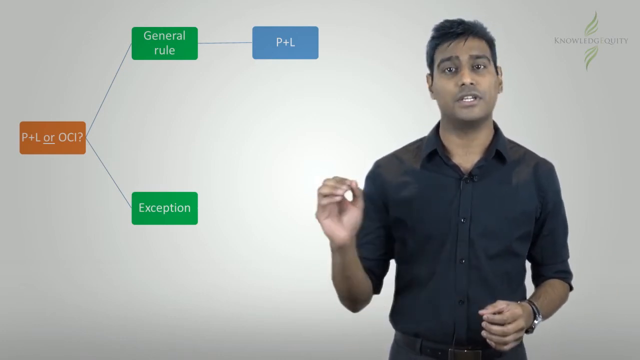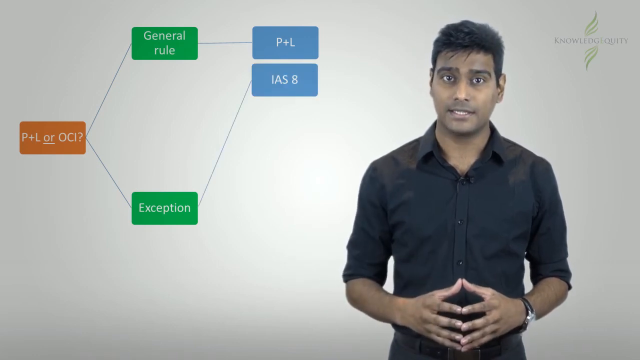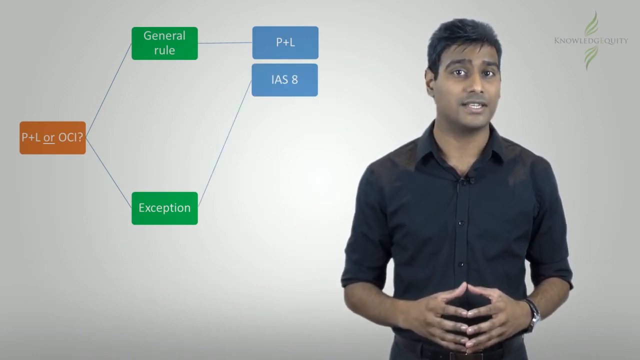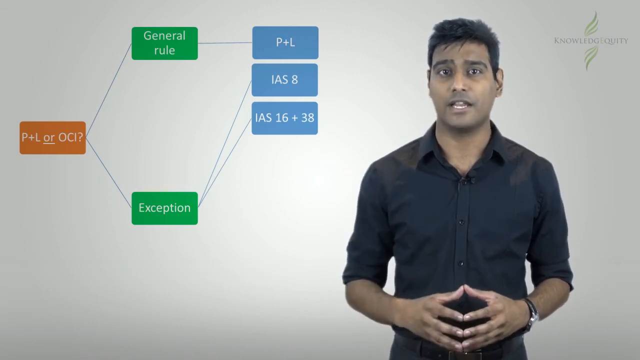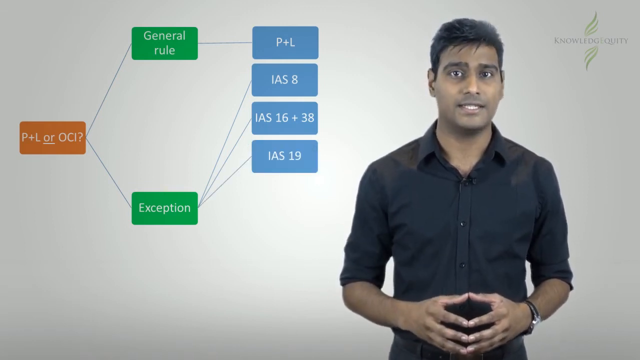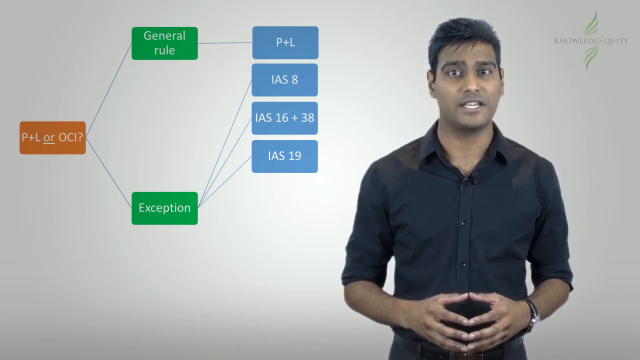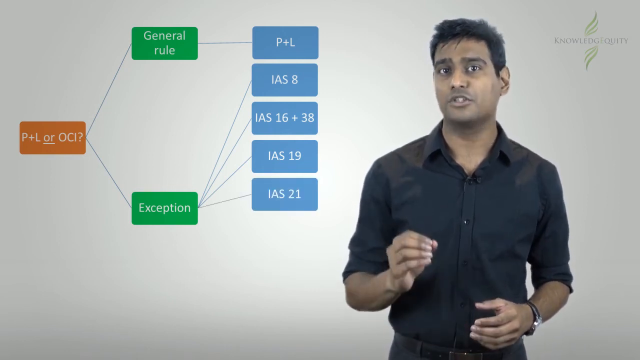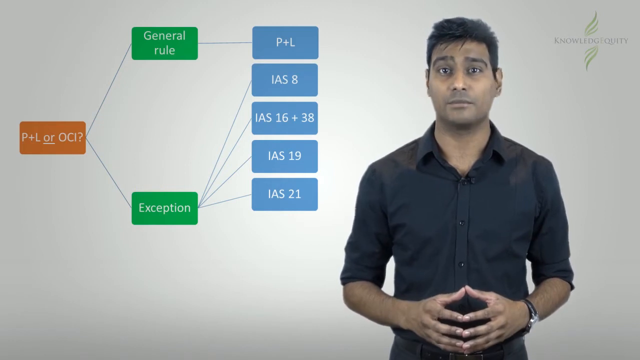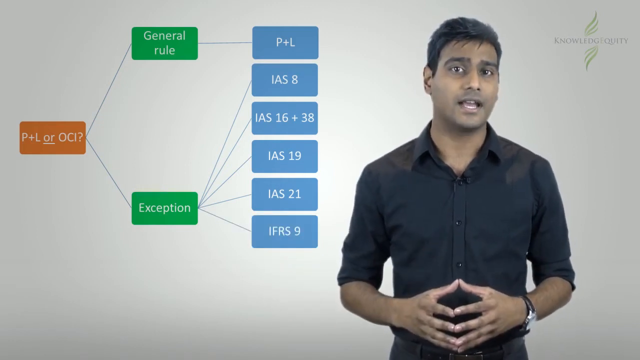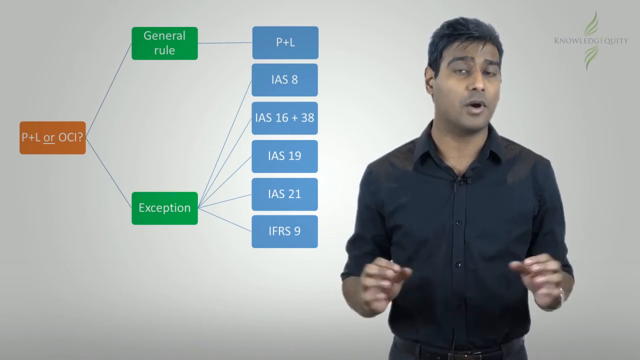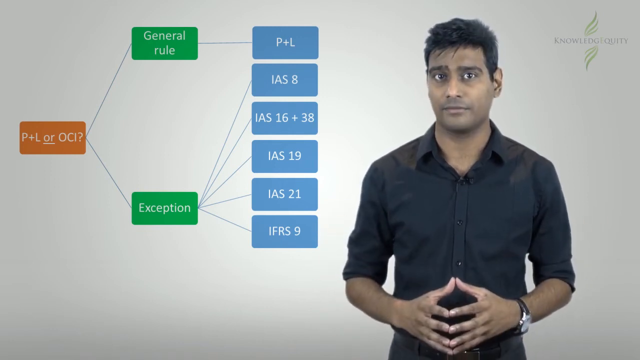Standards that require inclusion in OCI are IAS 8 for correction of errors and changes in accounting policies, IAS 16 and IAS 38 for revaluations, IAS 19 for the remeasurement of defined benefit plans, IAS 21 relating to gains and losses from translating financial statements of foreign operations, and IAS 9 has paragraphs that specifically require inclusion in OCI.